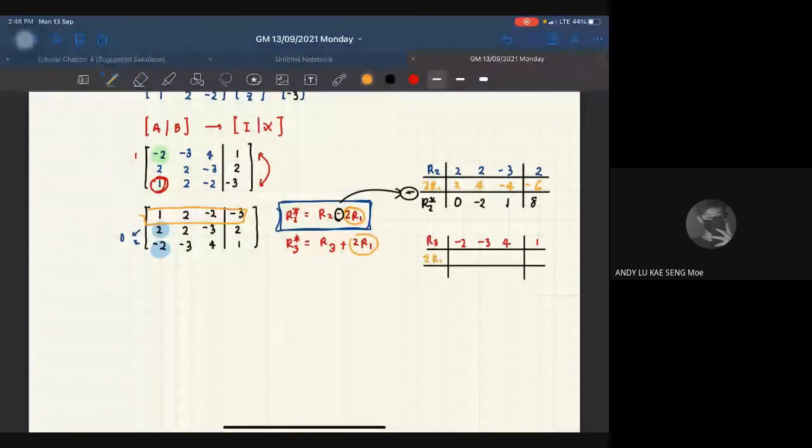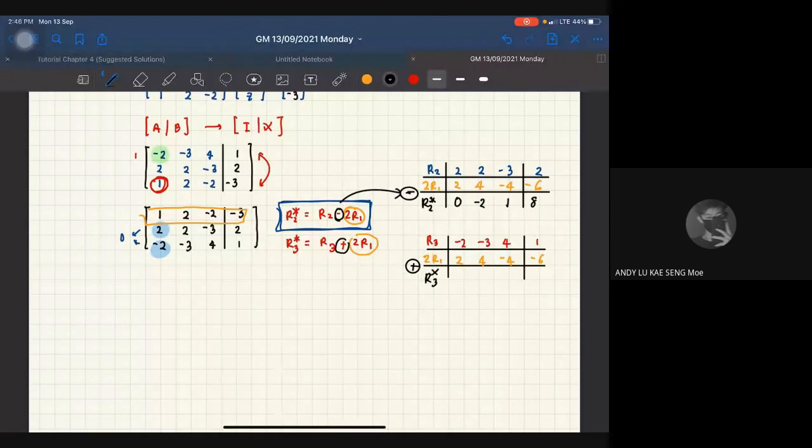Okay, and then negative 2 tambah 2, kosong. Negative 3 tambah 4, 1. 4 minus 4 is 0. And then 1 minus 6 is negative 5. Okay, so awak dah dapat row 3 yang baru dan juga row 2 yang baru. So, masukkan balik dalam matrix awak.